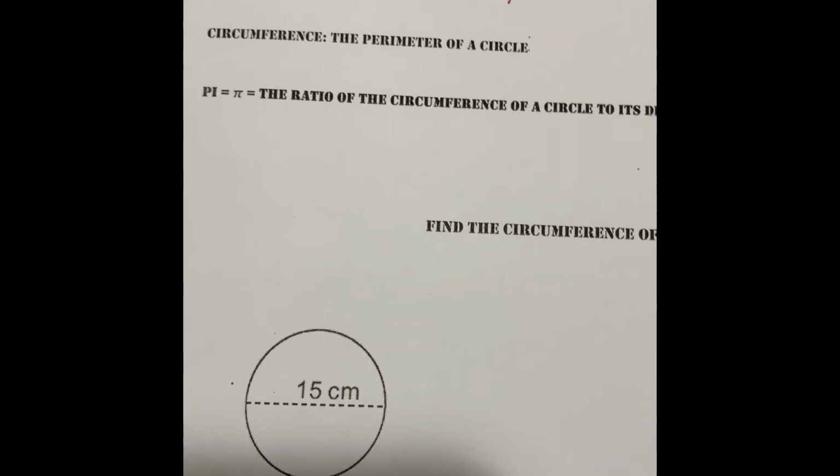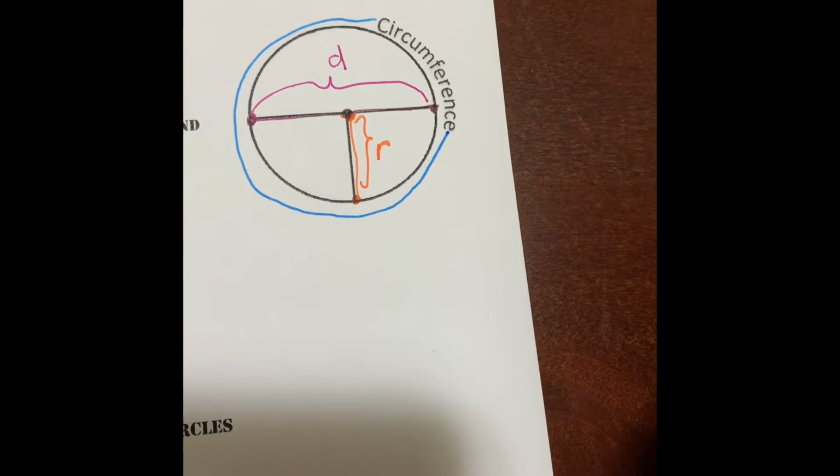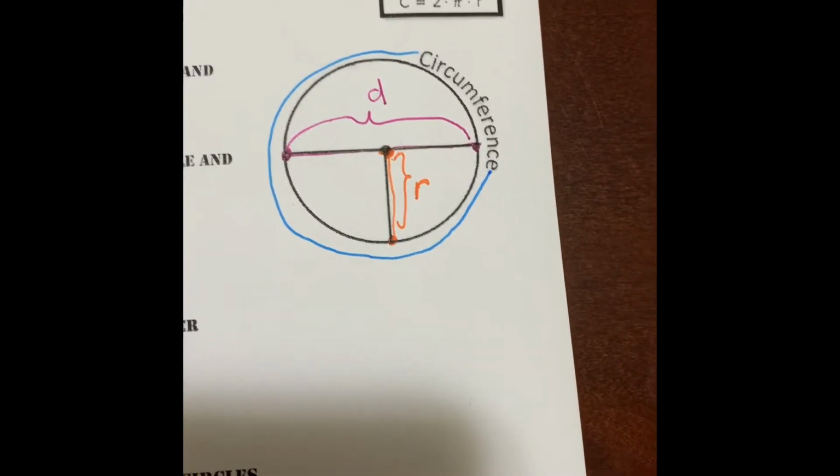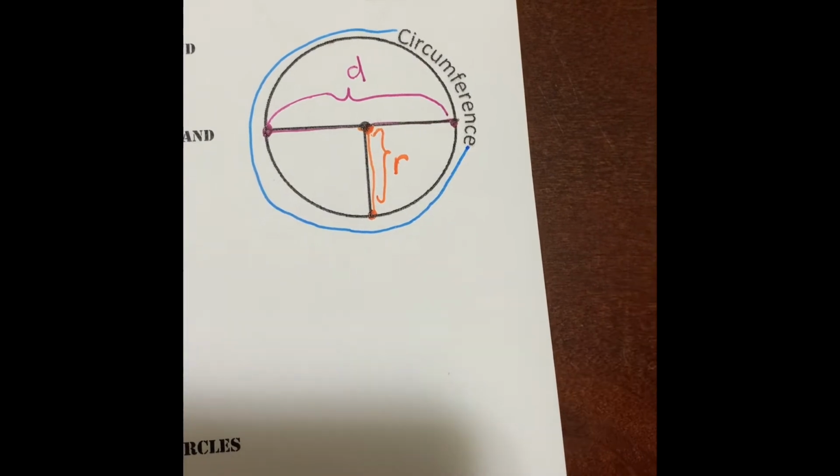Circumference is the perimeter of the circle. So that means what is on the outside. How long will it take me to walk around? How far around is it? That's like putting a rope around the ball. The circumference. How much rope do I need? That's the length around the ball.